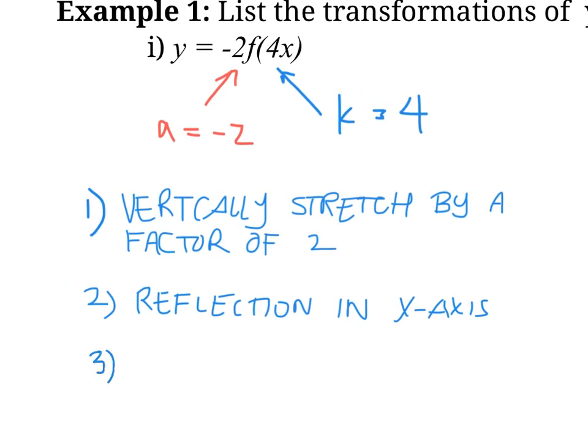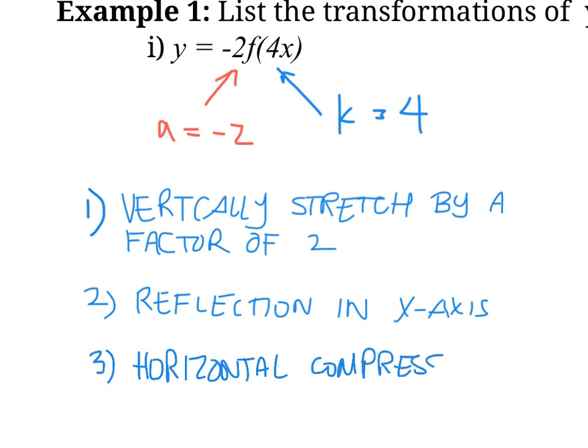Next, we have our k value. K is 4. This is the tricky one. Remember, is a k value 4 going to compress or stretch that function? We know it's going to be in the x direction, right? That's what k does. Stretches or compresses in the x direction. But what does it do? And when the answer is, if you look above at that table, it tells you that when k is large, bigger than 1, it's going to compress the x values. So it's going to be a horizontal compression by a factor of what?